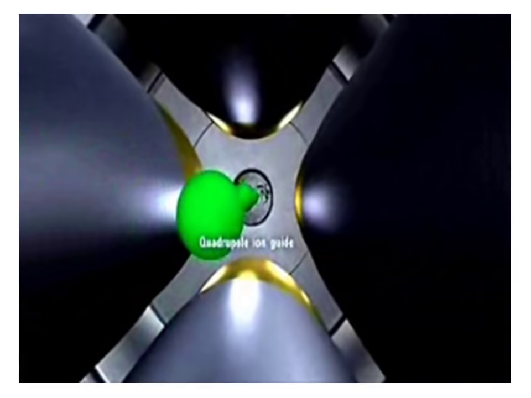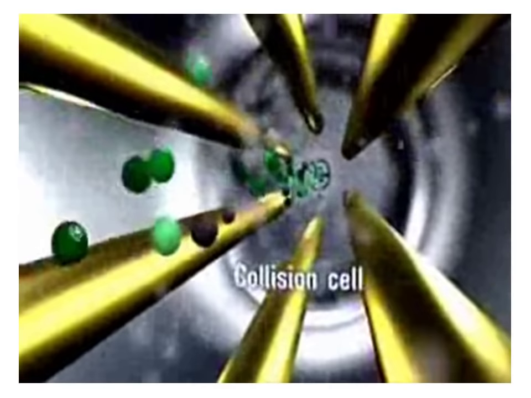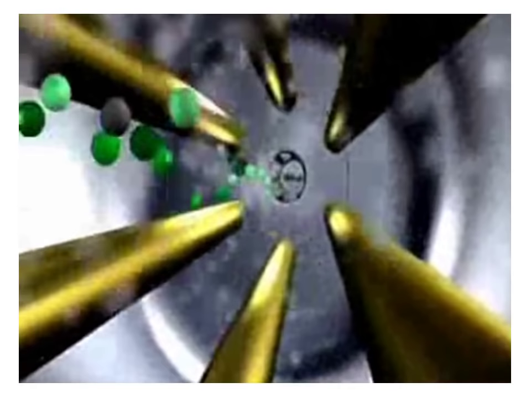molecules to produce fragments. You can see the nitrogen gas as the hazy things here, and you can see the fragmentation of these green ions occurring. The fragments then get transmitted out the other end of the collision cell to the time of flight tube.